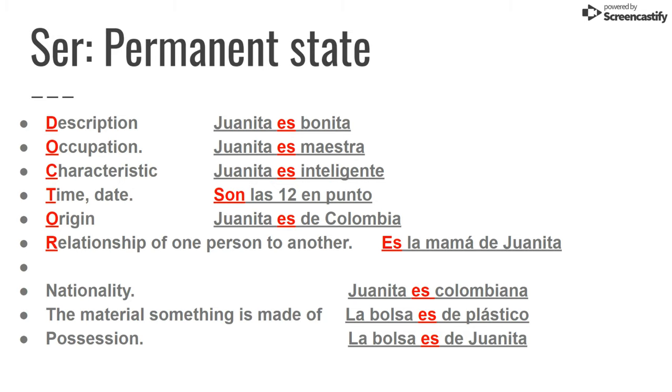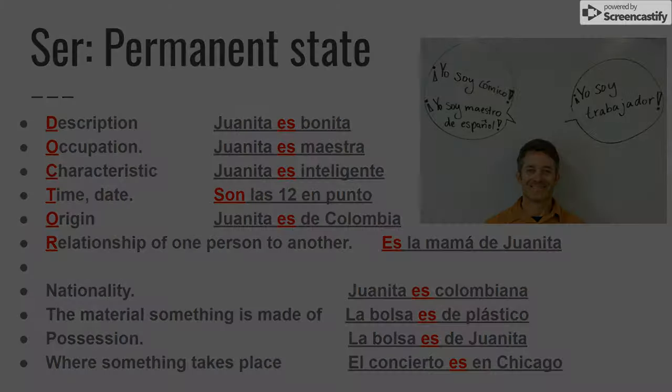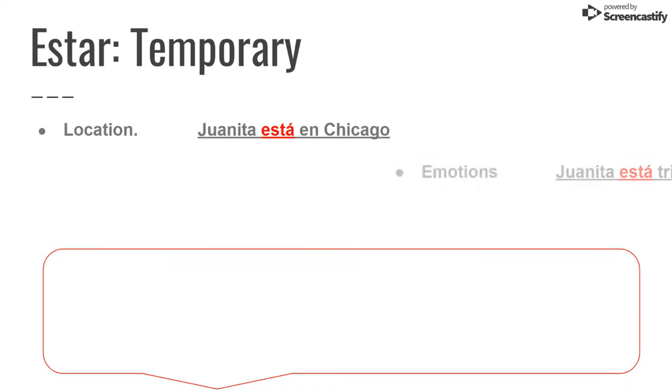And it's a little confusing because with estar, we use location. So when we say that Juanita is in Chicago, we are talking about the subject. Like my pen is on the desk. Mi pluma está en el escritorio. But there's not an event. So if we're talking about the party or the class or the concert, then we are going to use ser. But if it's the location of something or somebody, that's going to be estar.